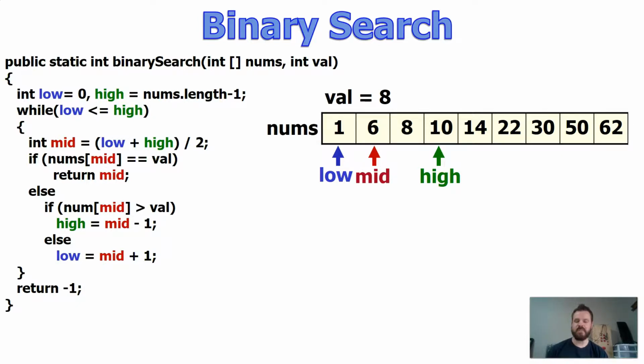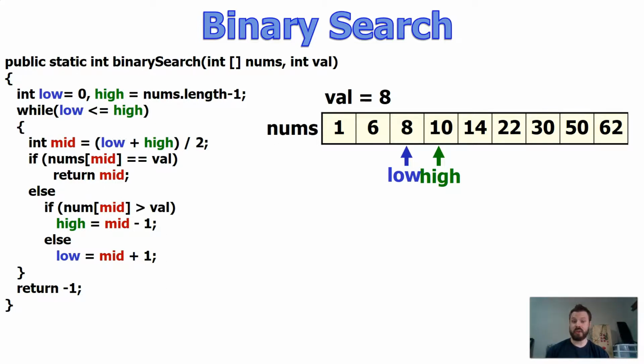This time our mid is less than the value we're looking for. 6 is less than 8. So in this case, what we'll do is we'll switch our low, we'll say low is mid plus 1. So my new low value now is 8. And now we're just searching basically 2 elements of the list between 8 and 10.